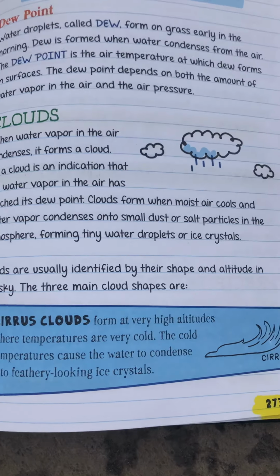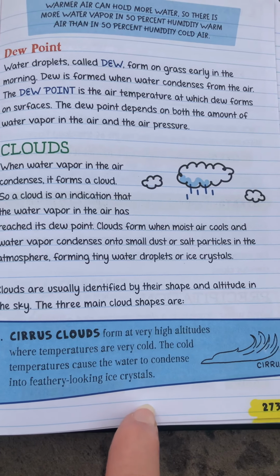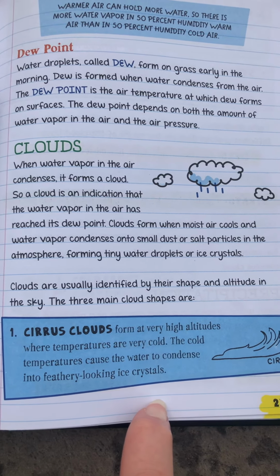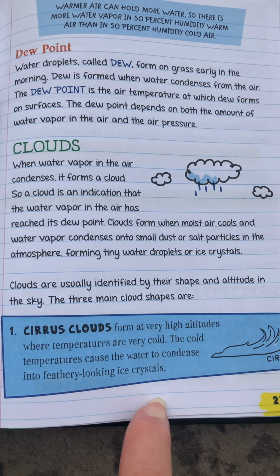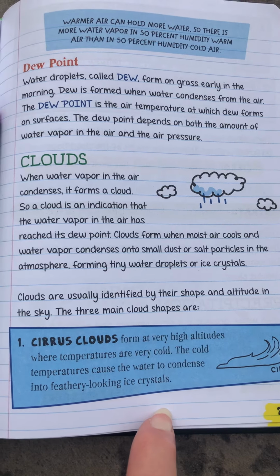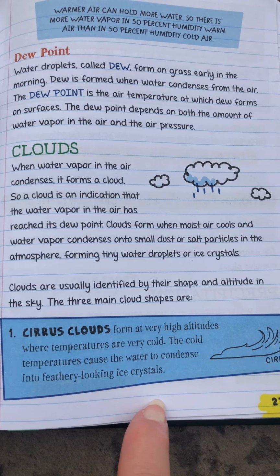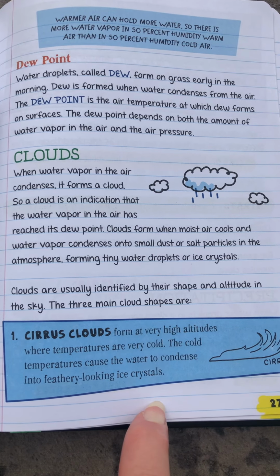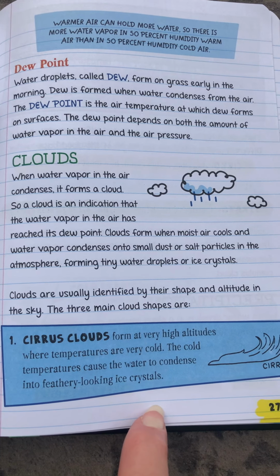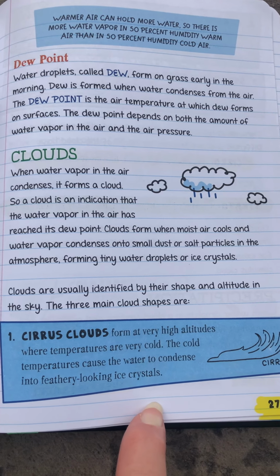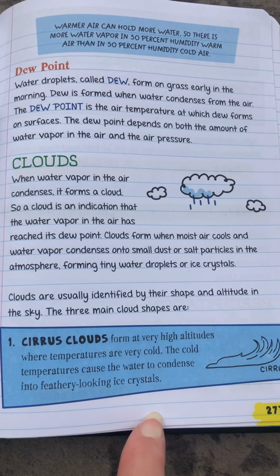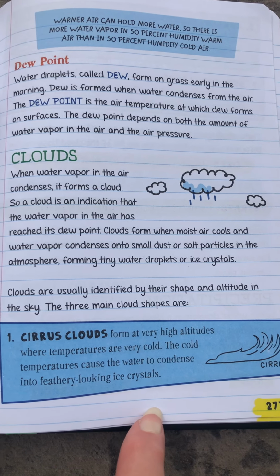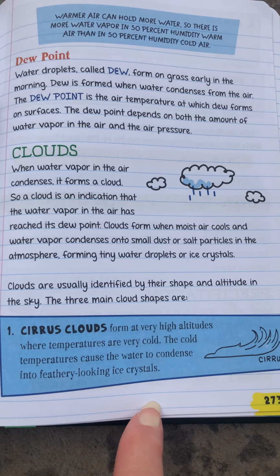What is a cloud? It's when the water vapor in the air condenses and it forms a cloud. So a cloud is an indication that water vapor in the air has reached its dew point. Clouds form when moist air cools and water vapor condenses onto small dust or salt particles in the atmosphere, forming tiny water droplets or ice crystals. Clouds are usually identified by their shape and their altitude, in other words, how high they are in the sky.